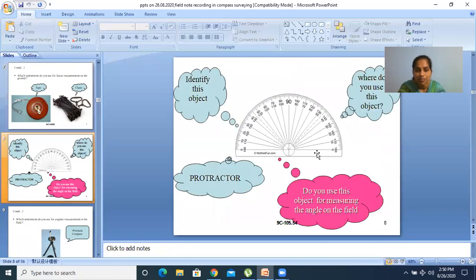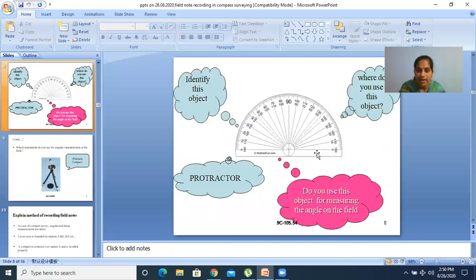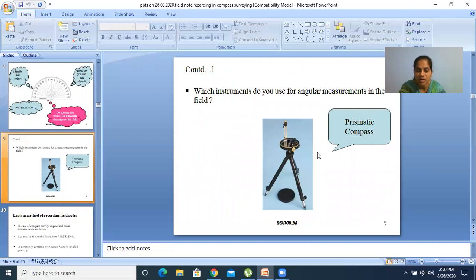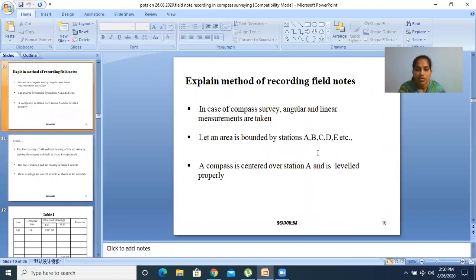And this is the protractor. We use the protractor in plotting, not on the ground. To take the angular measurements, we use the instrument called the prismatic compass. That is the compass. Which instrument do you use for angular measurements in the field? The compass. So now, explain methods of recording field notes. This is our today's topic.